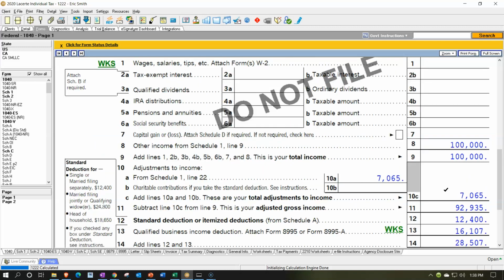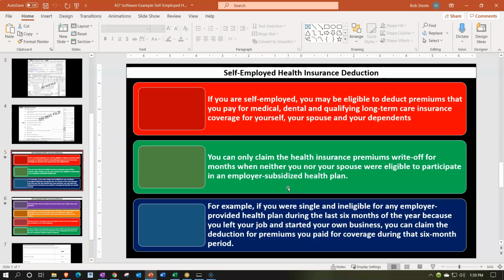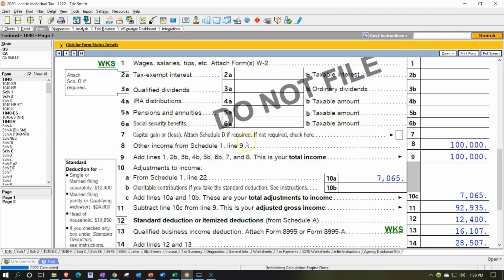That's another kind of item that we may be able to have access to if we're self-employed. So the bottom line here, you'll recall the rules that we looked at: if you are self-employed, you may be eligible to deduct premiums that you pay for medical, dental, and qualified long-term care insurance. And you can only claim the health insurance premiums for months when neither you nor your spouse were eligible to participate in an employer-subsidized health plan. So if you had access to the employer's subsidized health plan, then the assumption is that you would do that. Otherwise, we're going to the health plan deductions here.